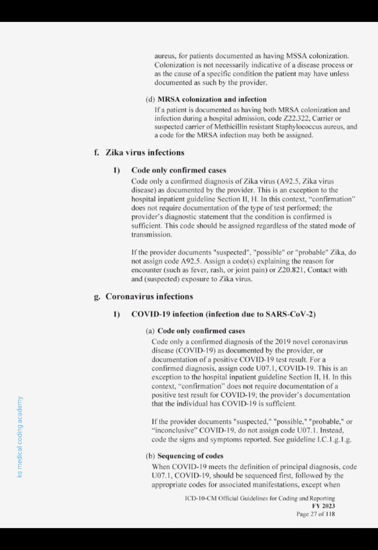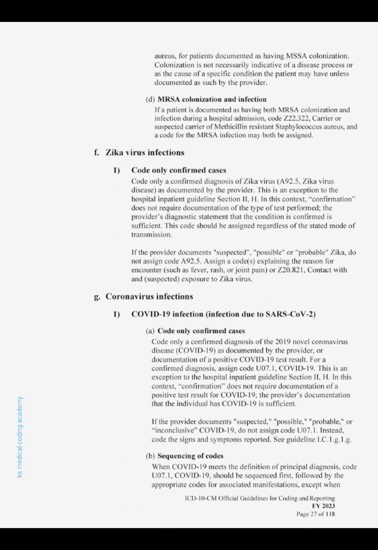If the provider documents suspected, possible, or probable Zika, do not assign code A92.5. Assign codes explaining the reason for encounter, such as fever, rash, or joint pain, or Z20.821, contact with and suspected exposure to Zika virus.